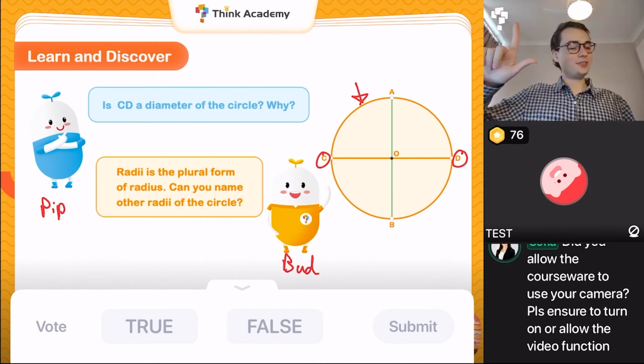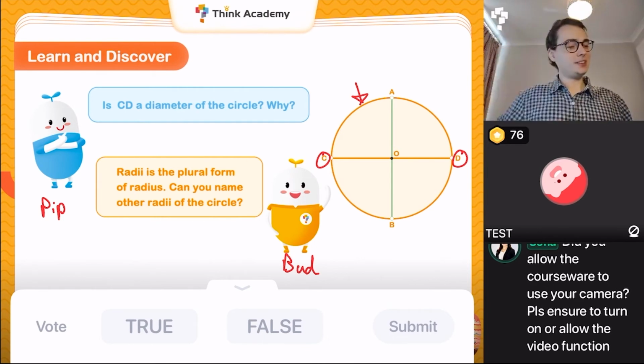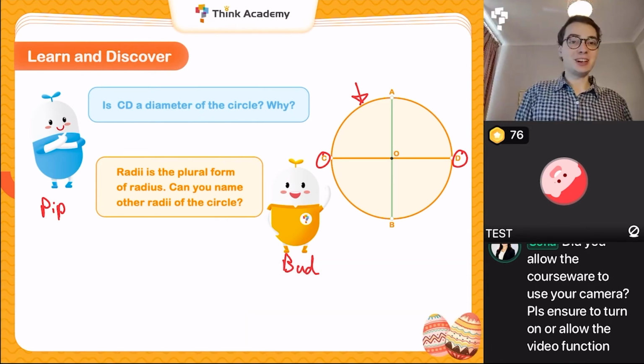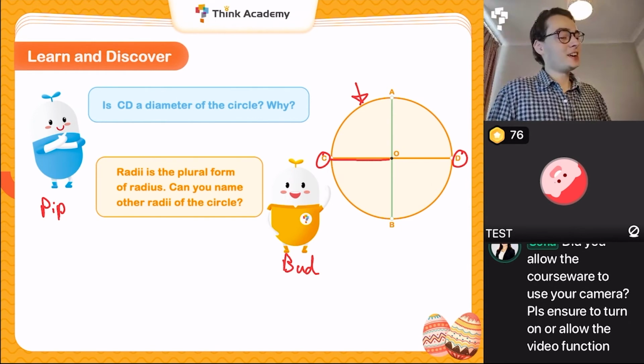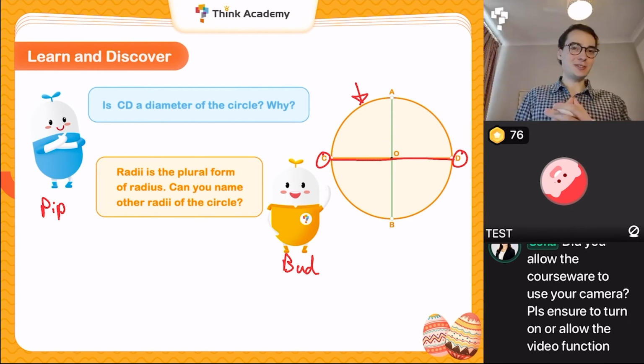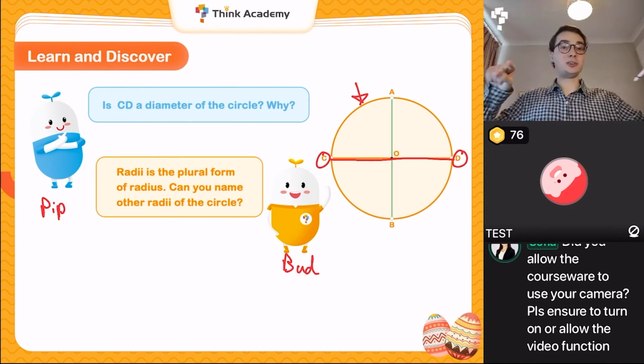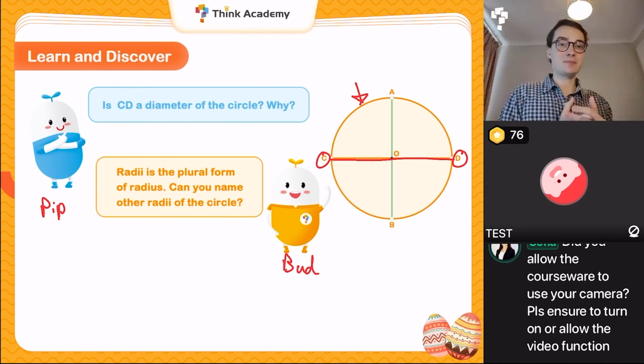2, 1. Okay, good. So CD is a diameter of the circle, because again, it's a line which goes through the center of our circle and it goes from one side to the other. So it's a diameter as long as it goes through the center and goes all the way from one side of the circle to the other.